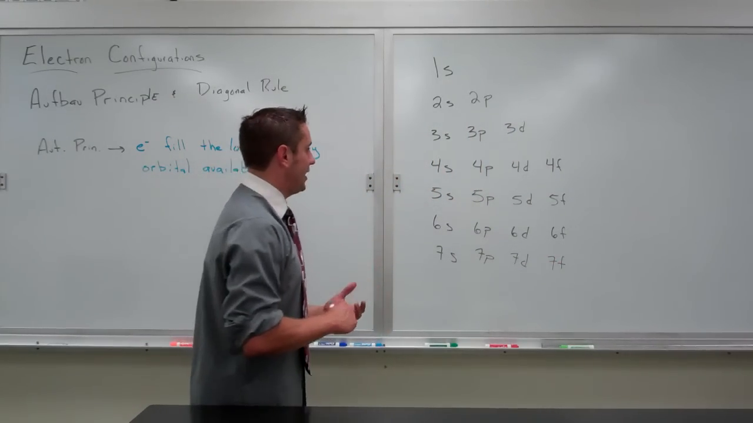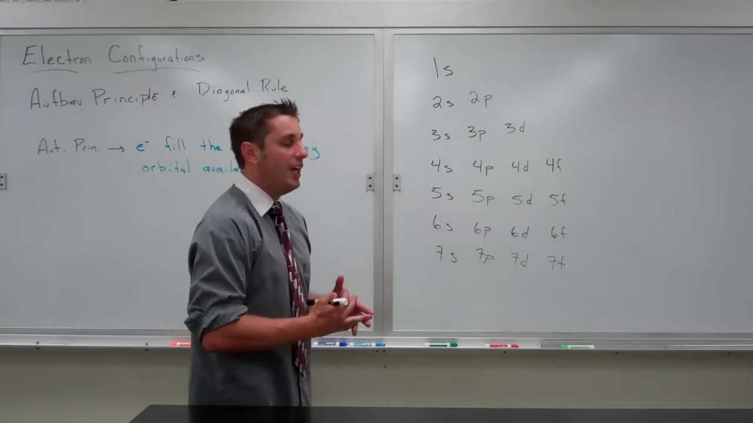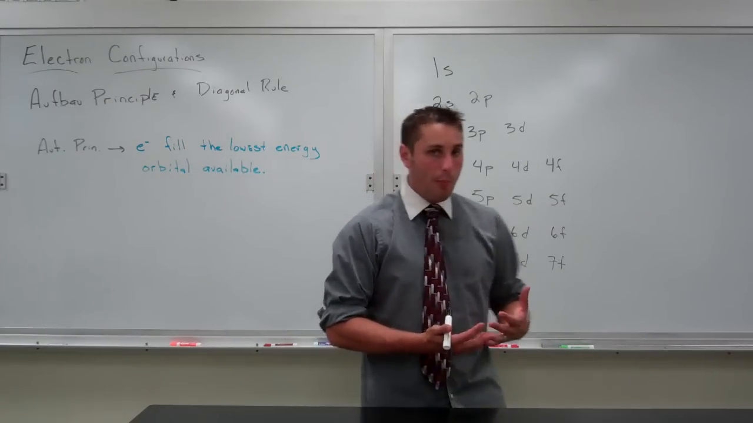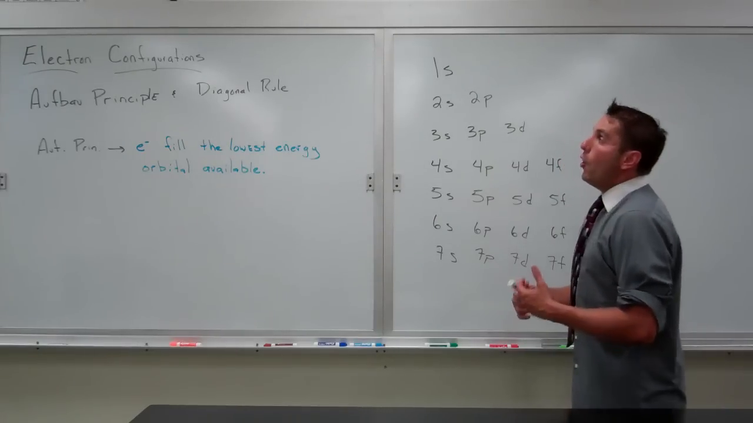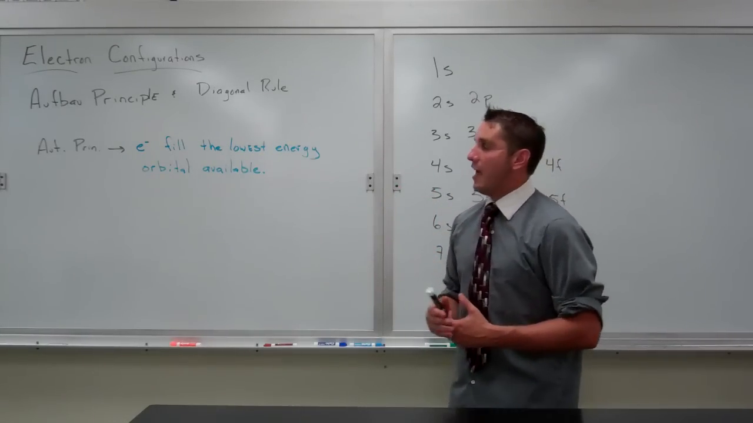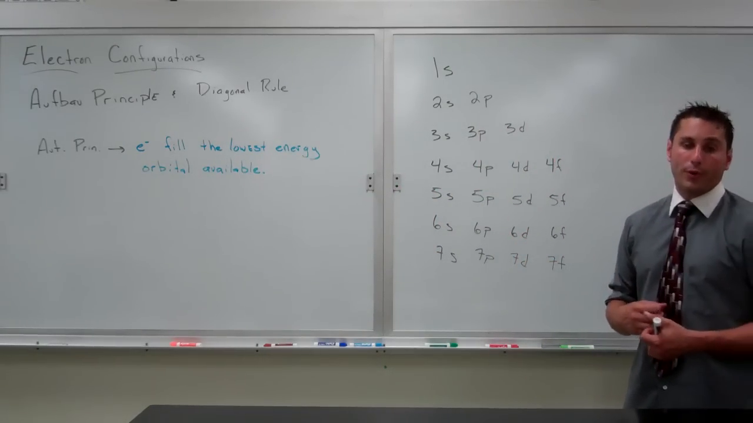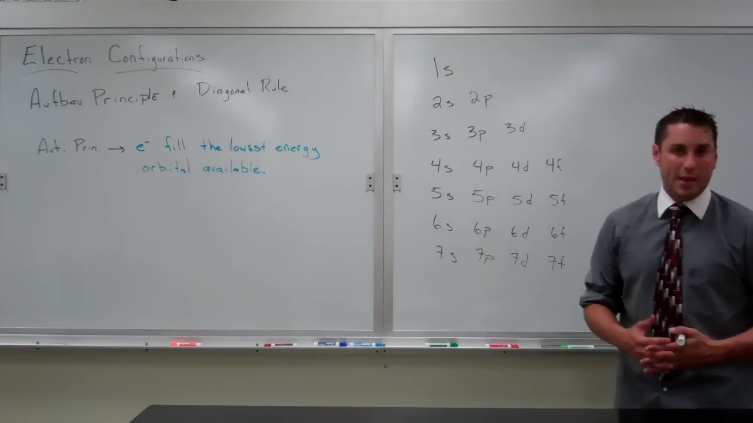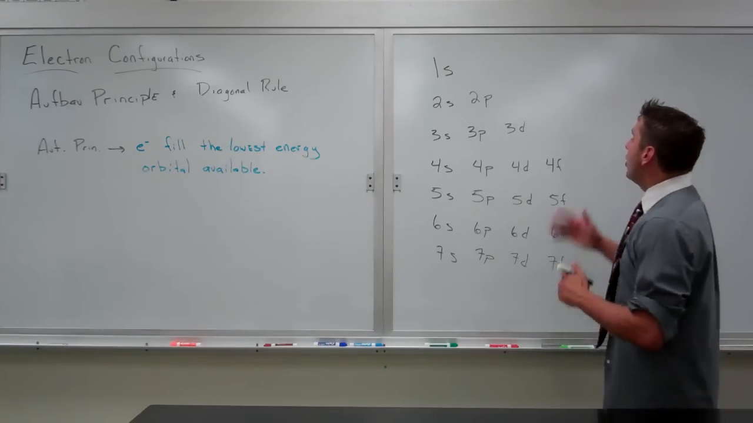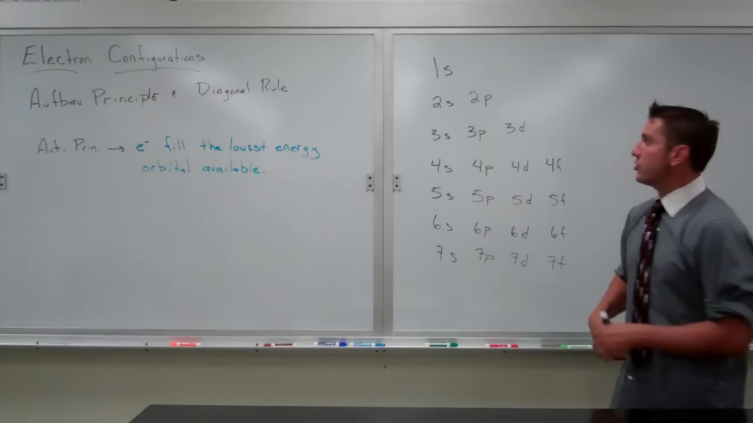Now, there is such a thing as a g orbital. They believe it to exist. It's even higher in energy than an f orbital and even more complex. But the catch is this: we have yet to synthesize an element or discover an element that would require a g orbital to be filled to write its stable state electron configuration. So we're not going to worry about g orbitals.